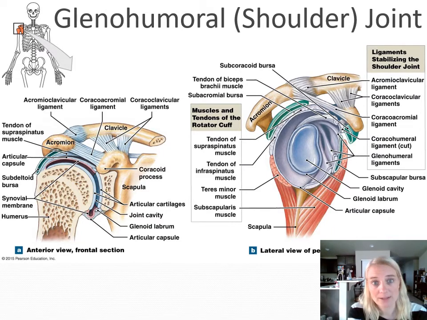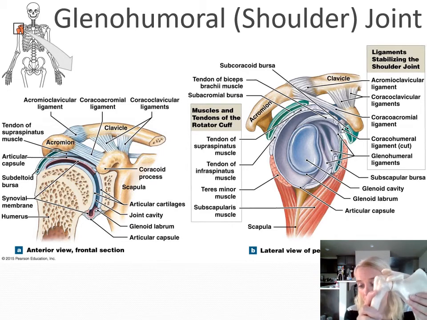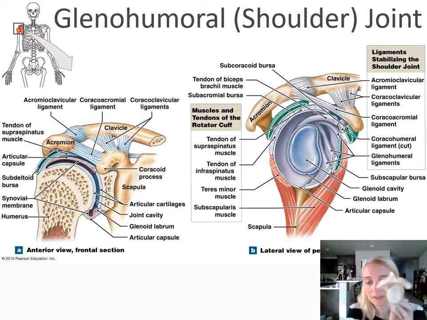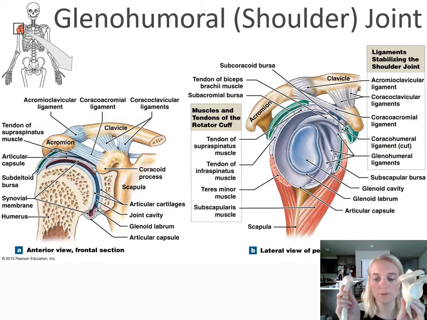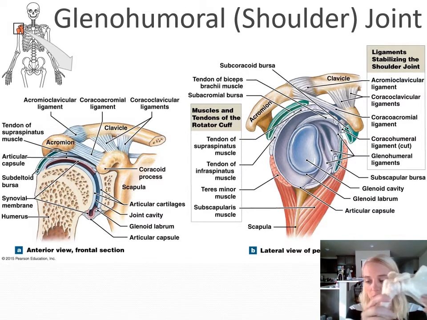And it's pretty complex. You can see by looking at these diagrams, there's a lot going on. But do know that we are looking at an anterior view like this, and we're also looking at a lateral view with the humerus removed, just looking at the scapula straight on, like this view versus this view. So this is the lateral view, and this would be the anterior view.